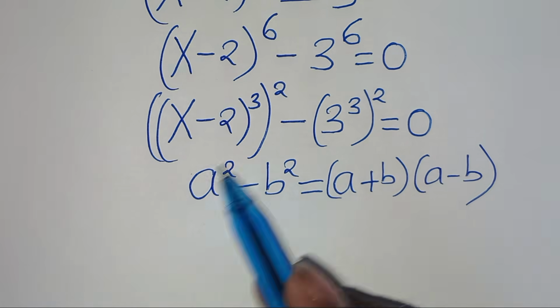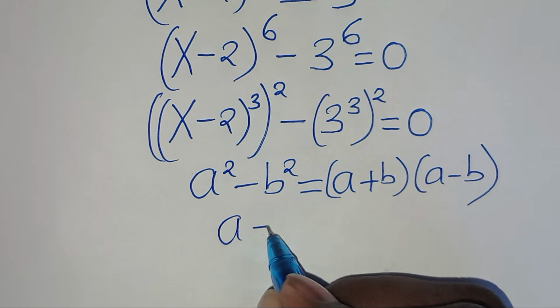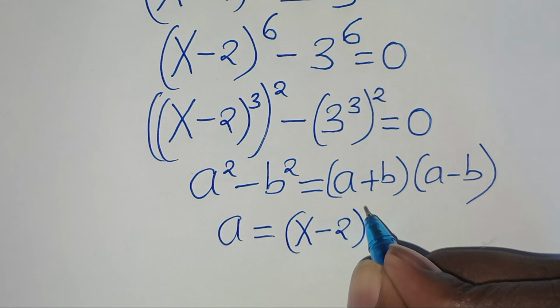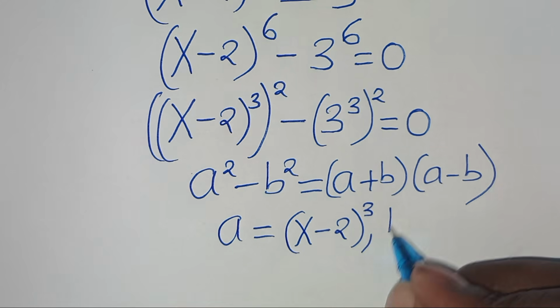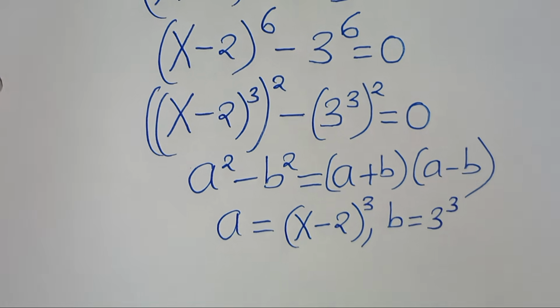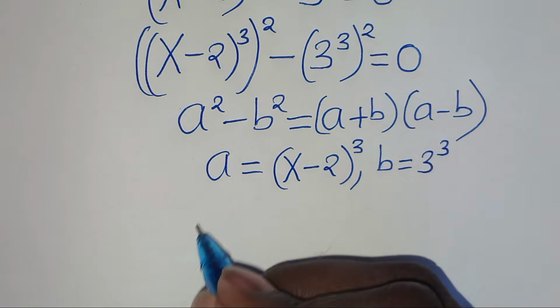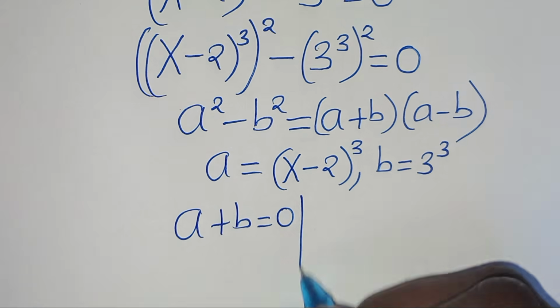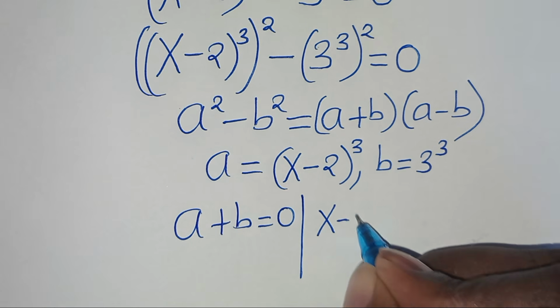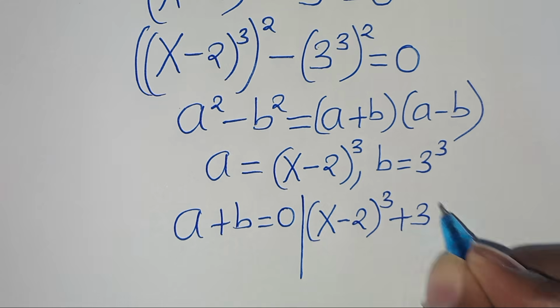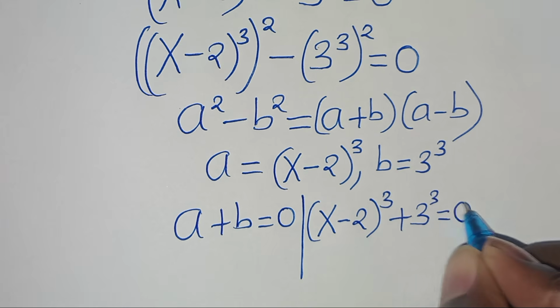So we have from this equation that a is equal to (x - 2) raised to the power of 3, and b is equal to 3 raised to the power of 3. So this indicates that a plus b equal to 0. This is the same thing as (x - 2)^3 + 3^3 equal to 0.